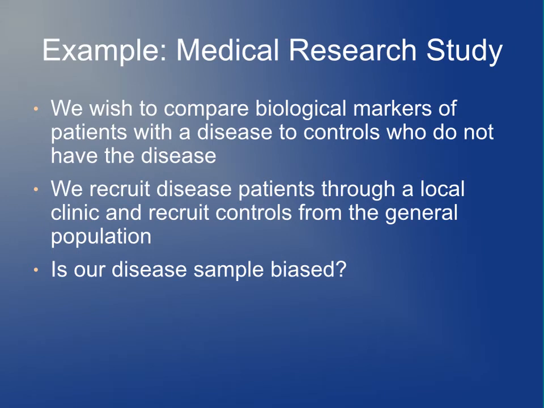Something closer to what one may encounter in the context of biomedical research. Let's say you want to look at biomarkers, some sort of genetic assay, tissue assay, whatever, comparing people who have disease to controls who don't have the disease. So you go to your local clinic and you recruit people who have the disease, but to recruit controls, you just recruit from the general population. You set up flyers on campus, tell them to come in and get their blood drawn, whatever the case may be. Do we get a representative sample if we do this?